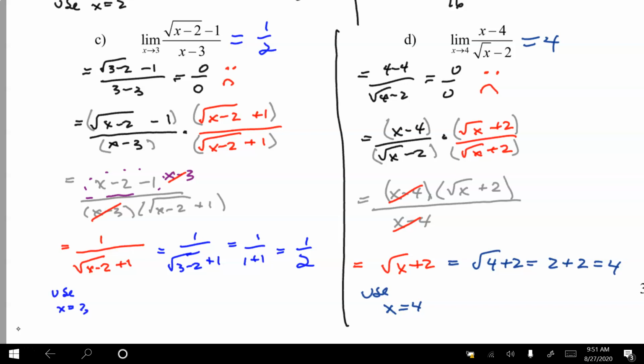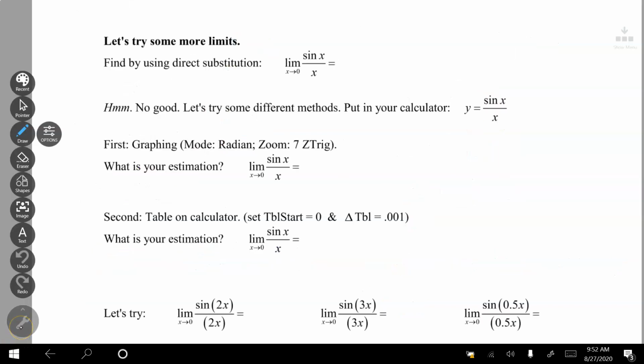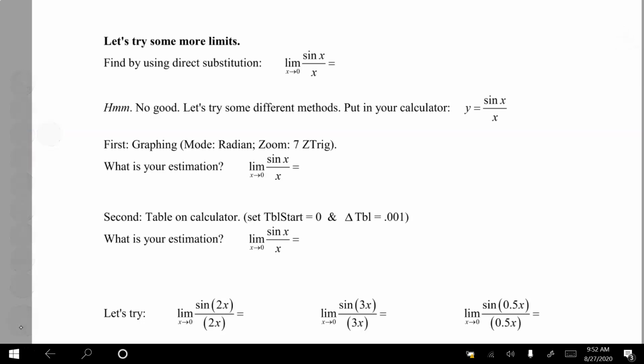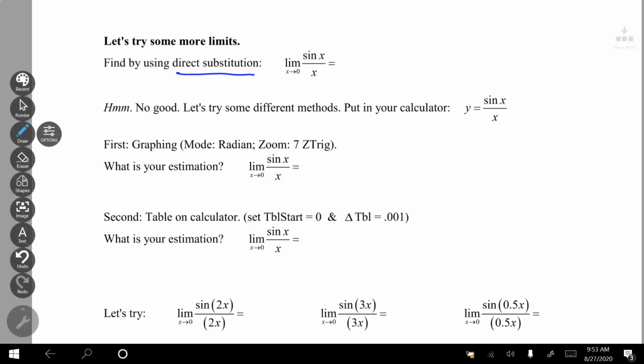Please ask any questions. So now I'm going to switch gears a little bit, and we're going to do some different limits that have trig involved. This is a very special limit. So we're going to do the limit as x approaches 0 of sine of x over x. So my first thing is direct substitution. Plug in 0. I get sine of 0 over 0.